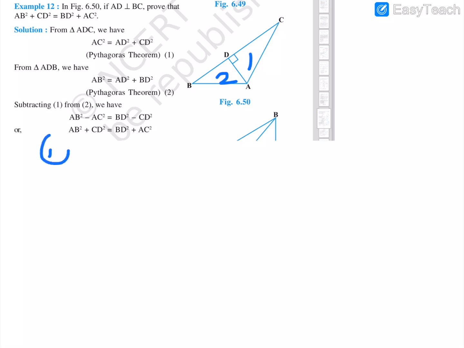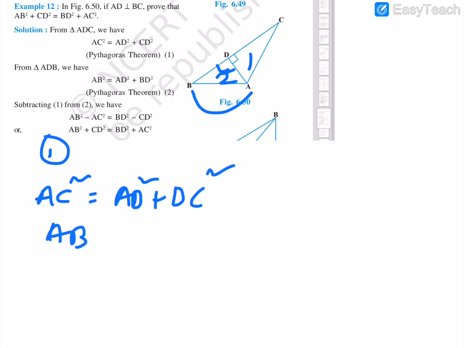In triangle 1, the side opposite to right angle will be the hypotenuse. So let's take that AC square is equal to AD square plus DC square. And similarly, if you come to this triangle, the side opposite to right angle, BA, so AB square is equal to, what are the other two sides? BD and AD, AD square plus BD square.